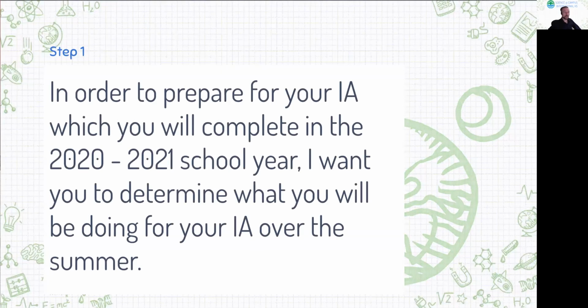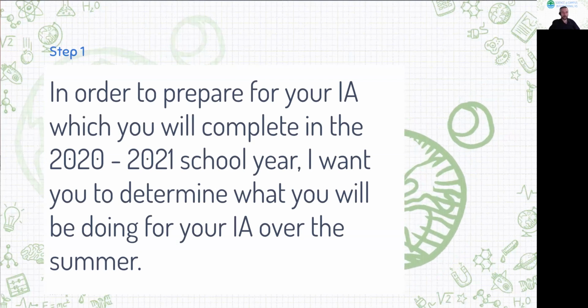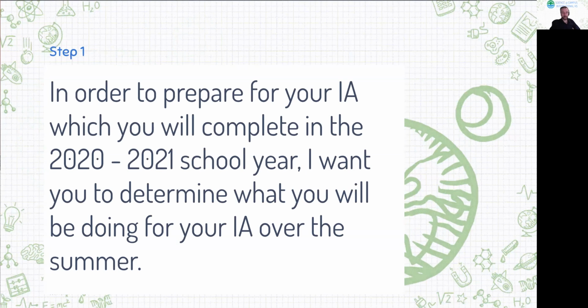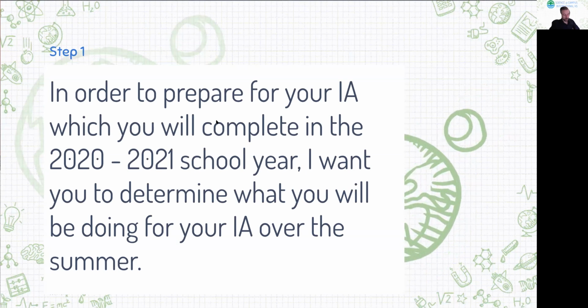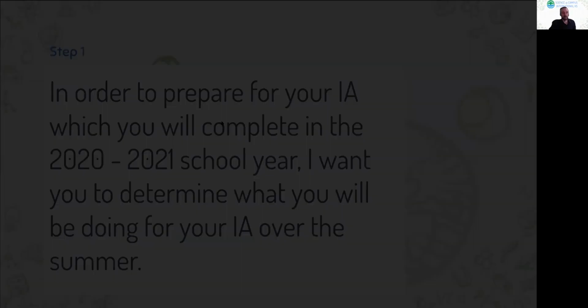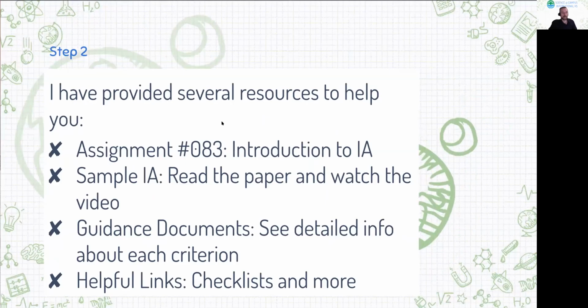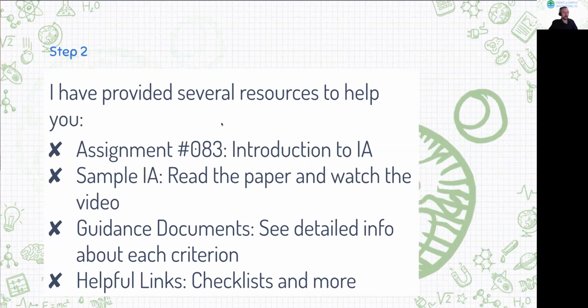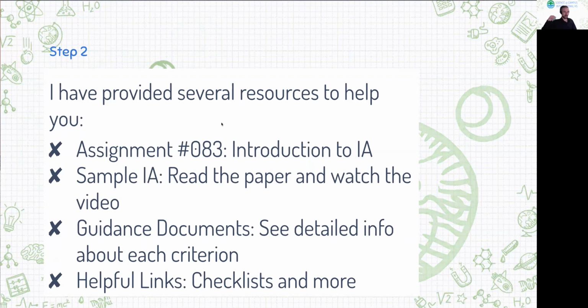So you know that your assignment is to make sure that you're best prepared for your EA, which you are going to complete next school year. Essentially, what I want you to do is determine what you're going to be doing for your IA over the summer. That means I want you to determine the planning section, section A, and I'll get into what section A is in just a minute.